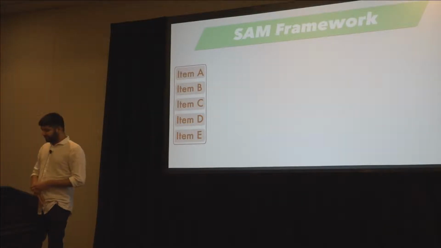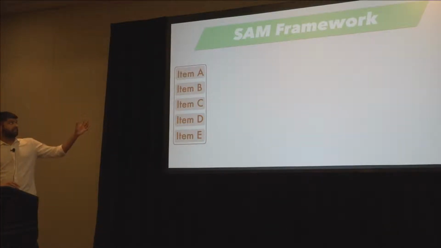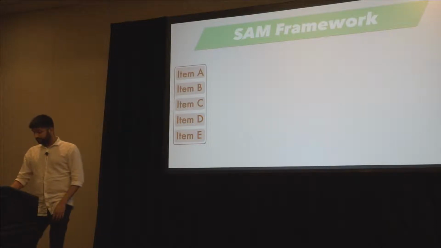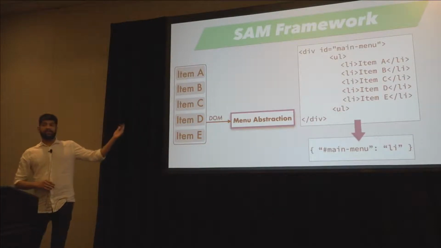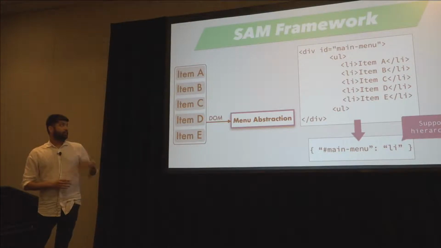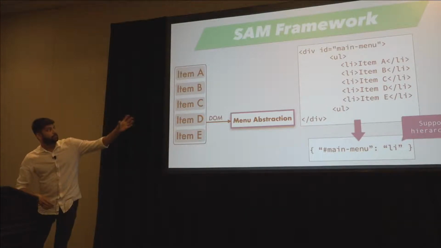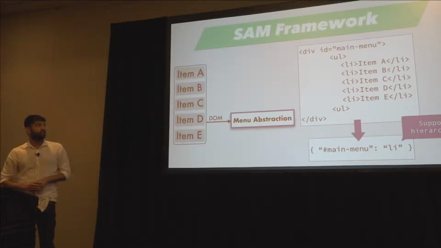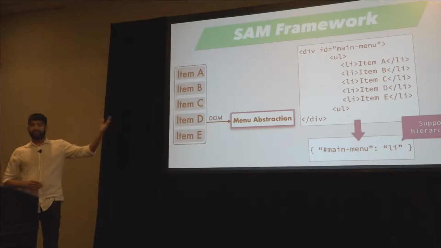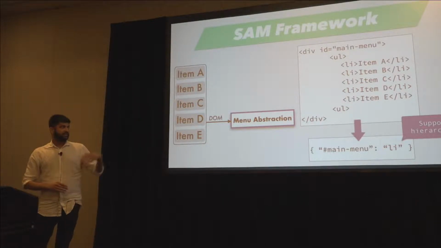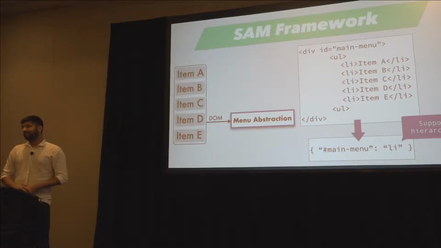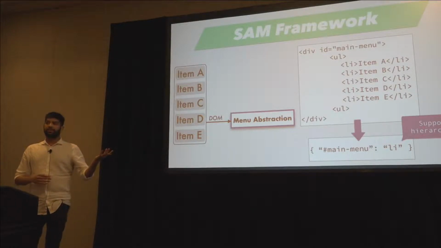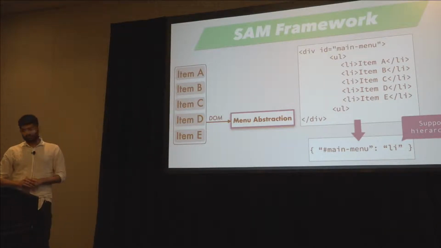So again, on the left-hand side, you'll see a static menu, the original menu. And in the first step, what happens is you take the DOM from the HTML of the menu, and you abstract it. So there's a simple example again with the 5 elements where a main menu is specified with 5 items in it. And we basically abstract it to just say what is the menu and what are the items within it. And SAM also supports hierarchical menus. So if you have a nested structure, you could also just integrate that in the description.